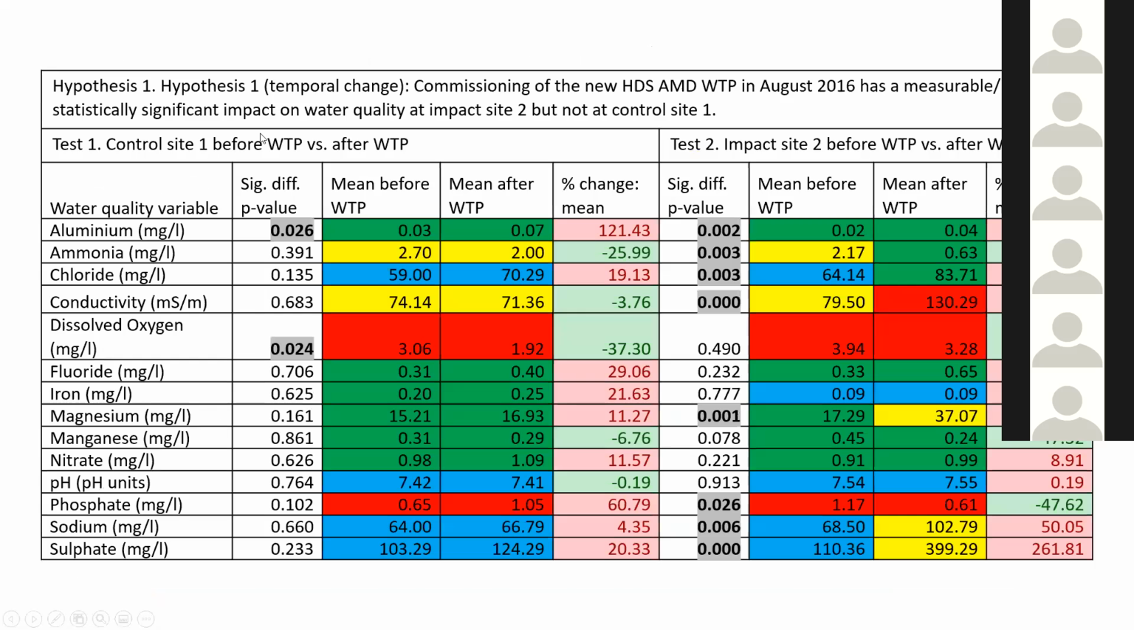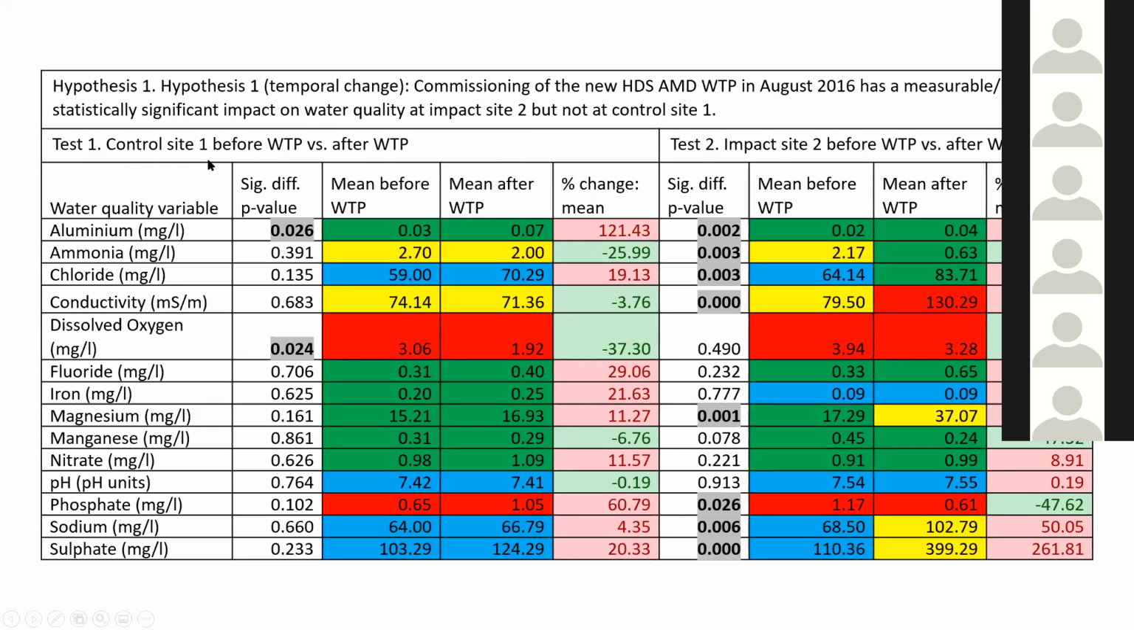So moving on to test hypothesis 1. I know I need to try and avoid a lot of data tables, but I feel like if I go through this slowly, it would be quite easy to follow. So this is to test temporal change. Here we've got two tests. The first test is to test whether our control site is actually that, if it is a control site.